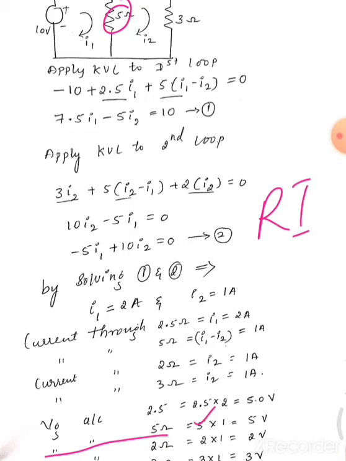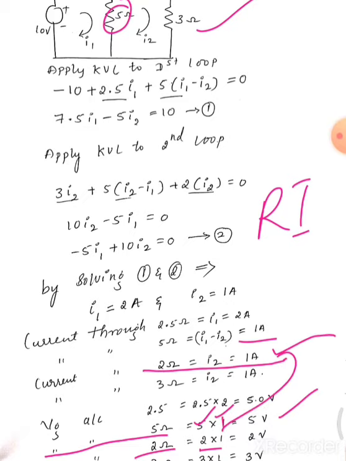Resistance is 5 ohm, and I is the current flowing through that 5 ohm resistance, which is 1 ampere, so the voltage is 5 volts. Then for the 2 ohm and 3 ohm you can calculate. The voltage is R into I. I is the current flowing through that 2 ohm, which is 1 ampere. Multiply with the 2 ohm resistance, you get 2 volts. The 3 ohm resistance into the current flowing through it, 1 ampere, so substituting here, it will be 3 volts.